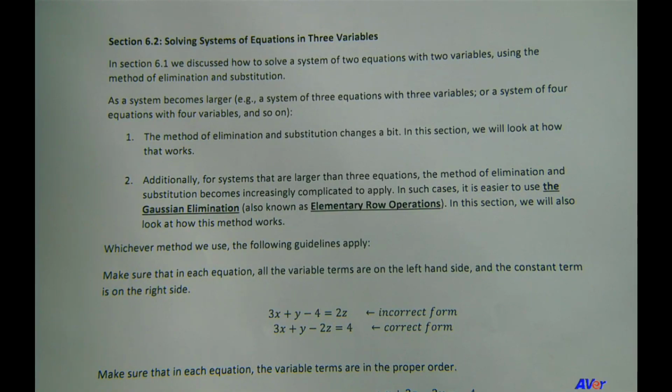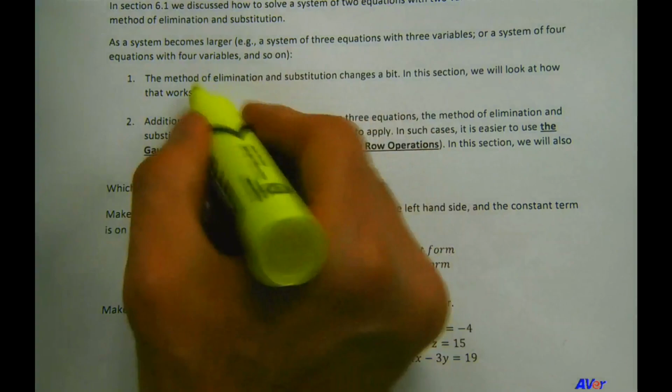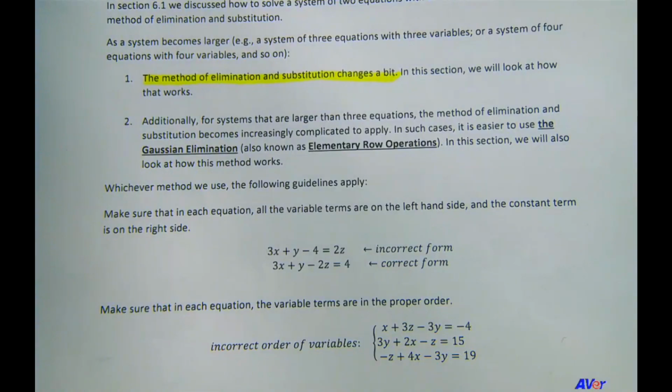As systems get larger and larger, systems with 4 equations, 4 unknowns, 5 equations, 5 unknowns, and bigger systems, the method of elimination and substitution becomes impractical. So we need a much more useful method, and the Gauss-Jordan method is that method. We will introduce you to that method in this section. So for now, we will begin by reminding ourselves that the method of elimination and substitution changes a bit in this section, simply because we have 3 equations, 3 unknowns.